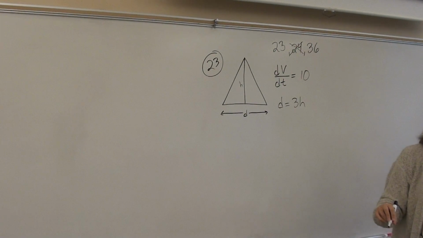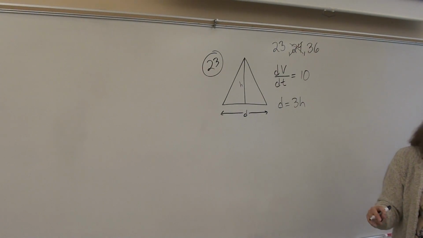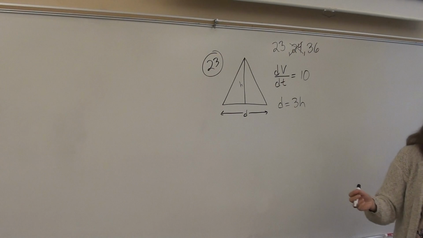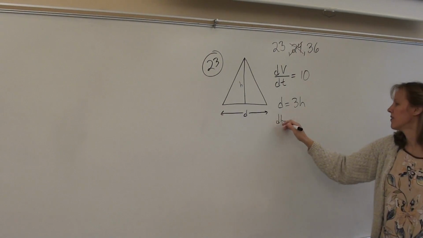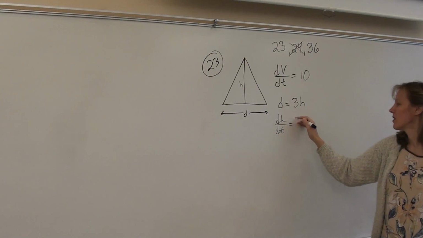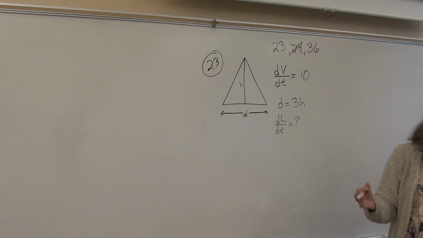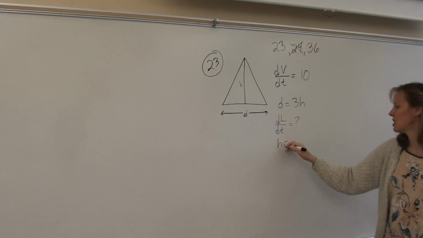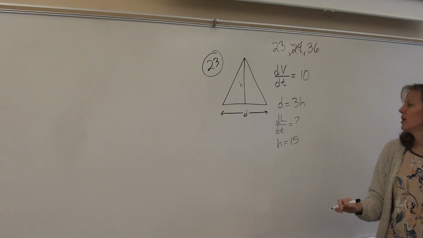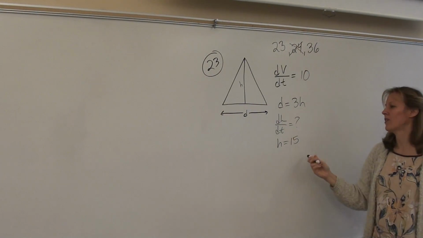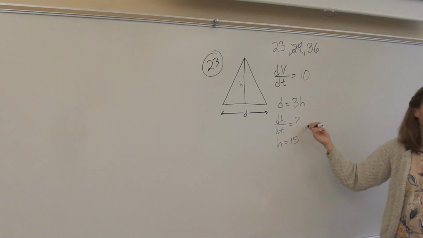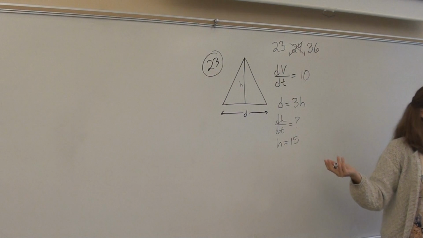At what rate is the height of the pile changing? So what are we looking for? dh/dt. When the pile is 15 feet high, when h equals 15. Alright, so we've written what we're given, we've written what we're trying to find, we need an equation that relates the variables.